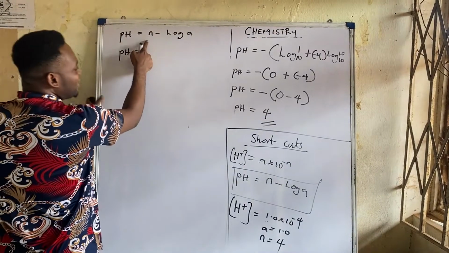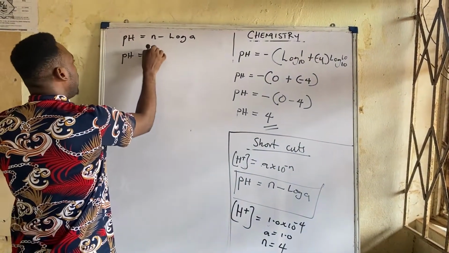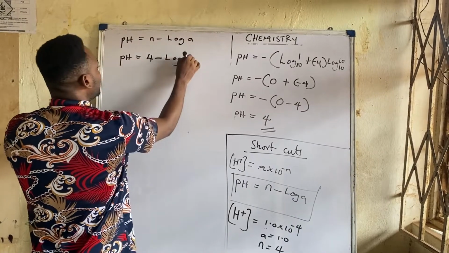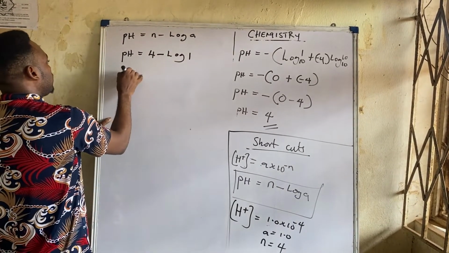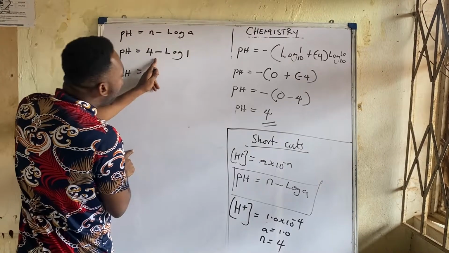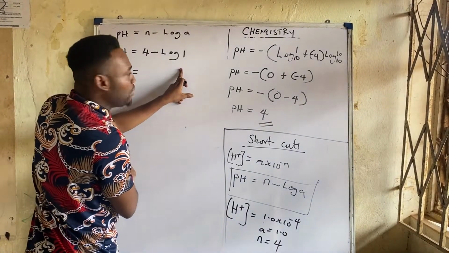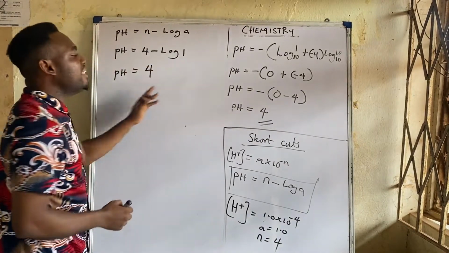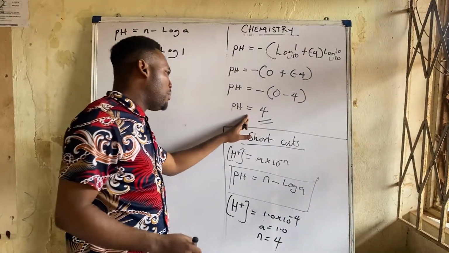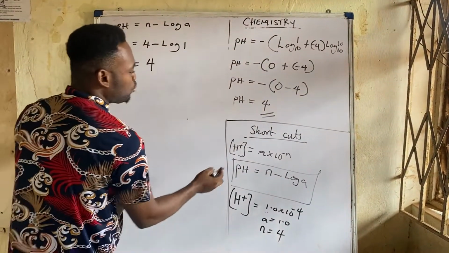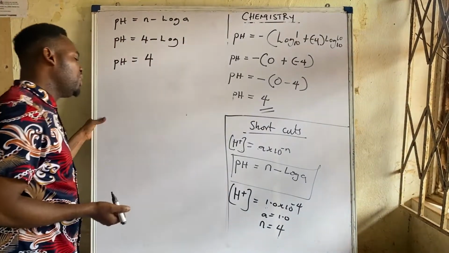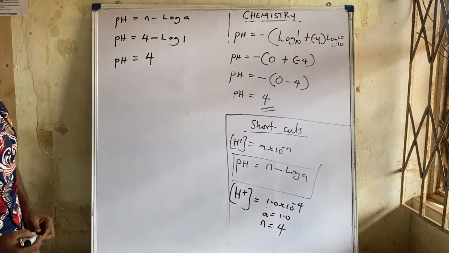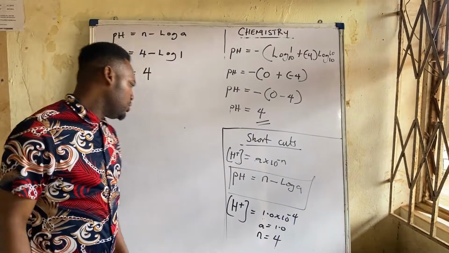pH becomes, what is n? n is 4, minus log A. A is 1.0. So if you do this with your calculator, pH will be equal to 4 minus log 1. Log 1 is 0. 4 minus 0, we have 4. So 4 is our answer, the same answer as with the normal method. So this is shortcut 1, one way of getting the pH faster. The alternative method is faster than the normal method.